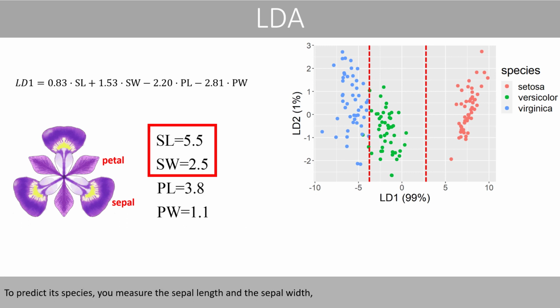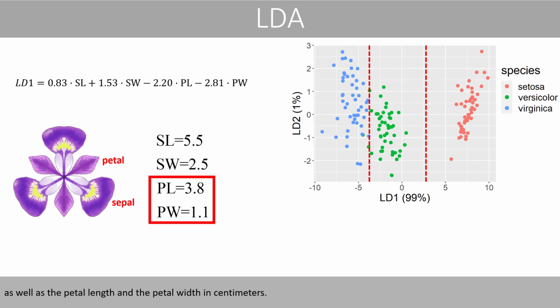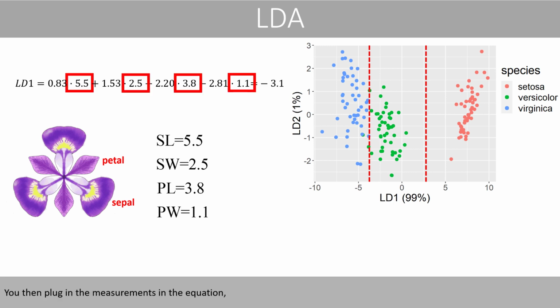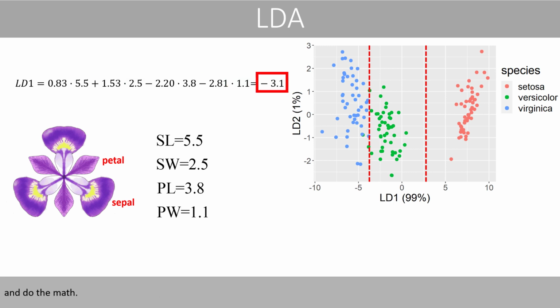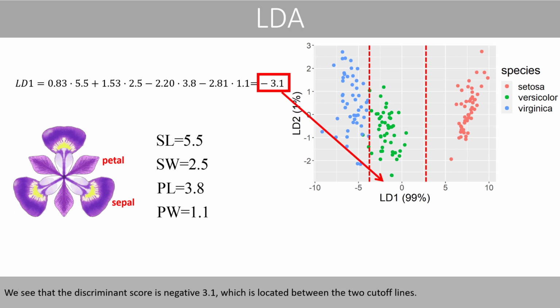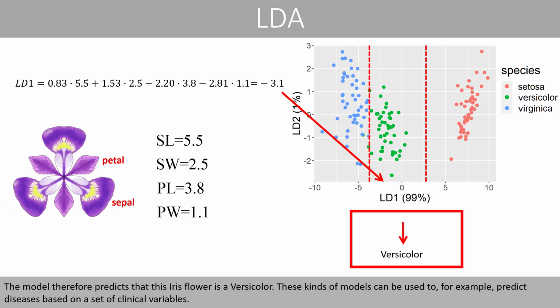To predict its species, you measure the sepal length and the sepal width, as well as the petal length and the petal width in centimeters. You then plug in the measurements in the equation and do the math. We see that the discriminant score is negative 3.1, which is located between the 2 cutoff lines. The model therefore predicts that this iris flower is a versicolor. These kinds of models can be used to, for example, predict diseases based on a set of clinical variables.